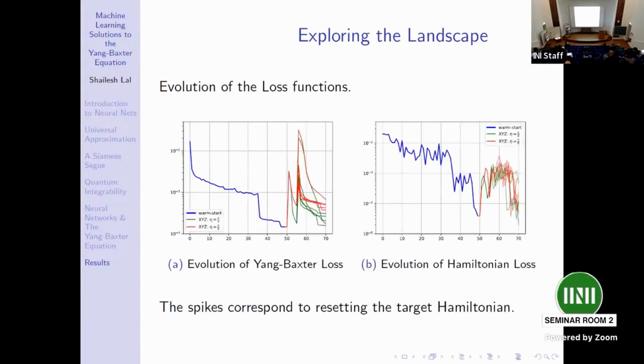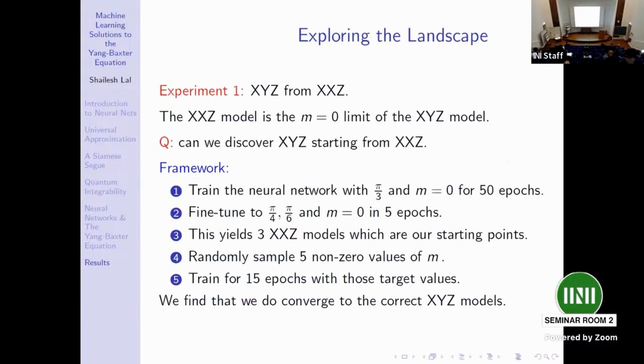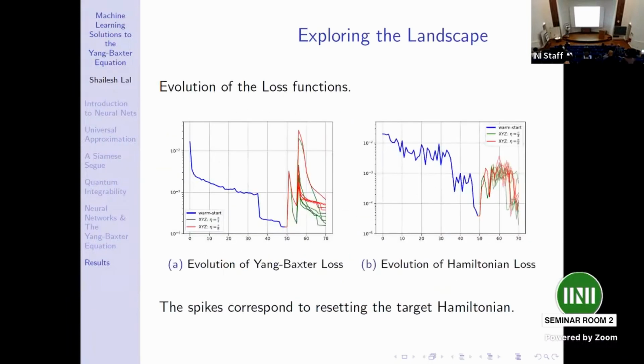And in fact, if you want to look at how the loss functions evolve, here are the loss functions for, say, the Yang Baxter equation and the Hamiltonian. You see they fall quite nicely, and then when you kick away to the new XXZ cases, they spike up a bit, but then equilibrate to reasonable values. And the spikes correspond to resetting the target Hamiltonian values over here.